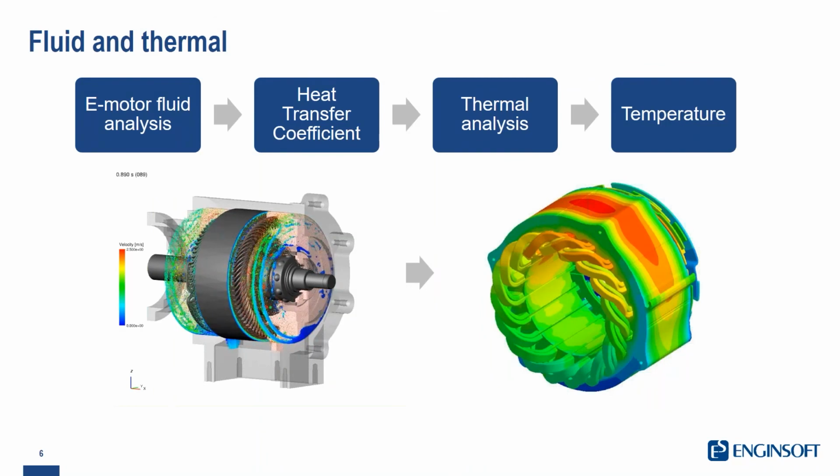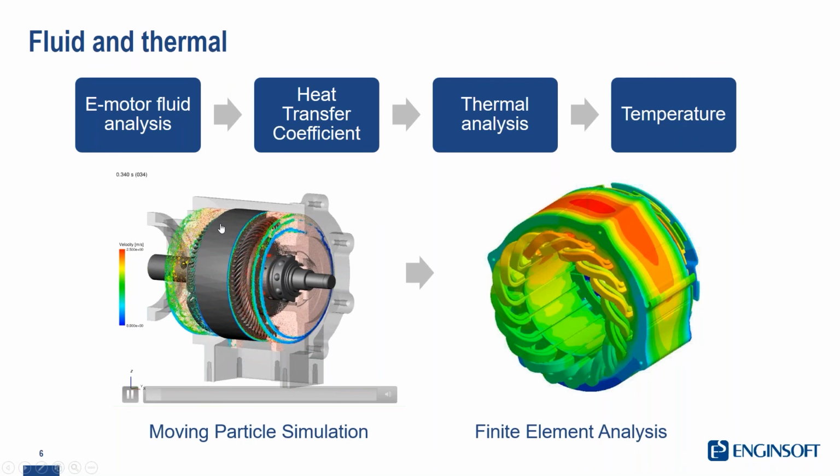This is a summary of the process. We simulate all the fluid aspects of the e-motor by meshless CFD simulation. We take the heat transfer coefficient and map it to an FEA thermal analysis to predict the temperature. What you see here is an animation showing moving particle simulation of the oil in the system. In the background, you also see the air mass. And this is the final result that we aim for, the finite element analysis and temperature distribution.